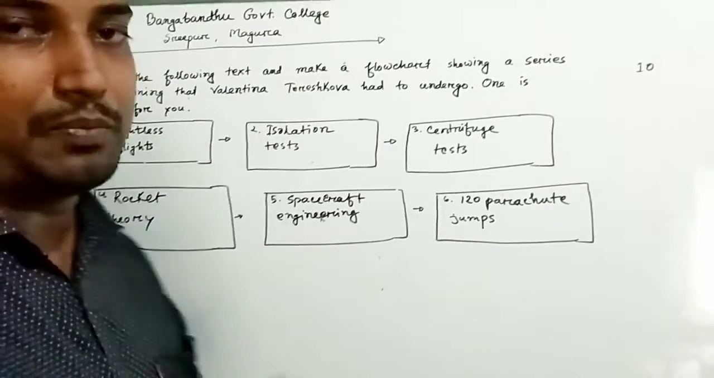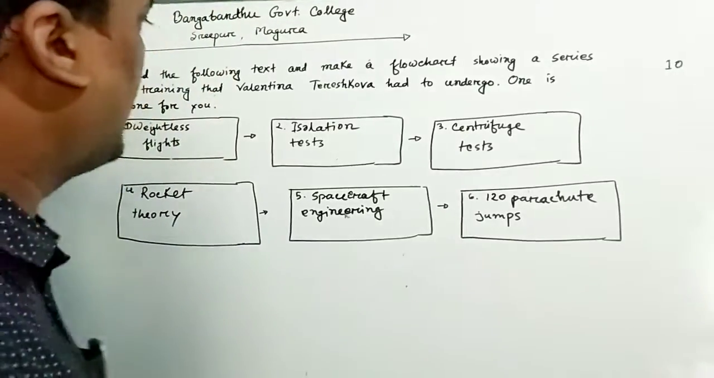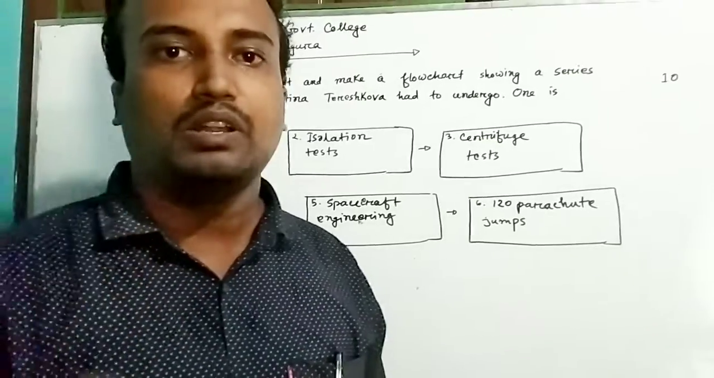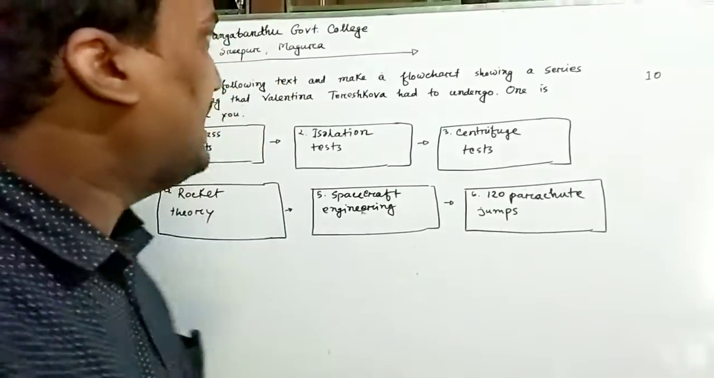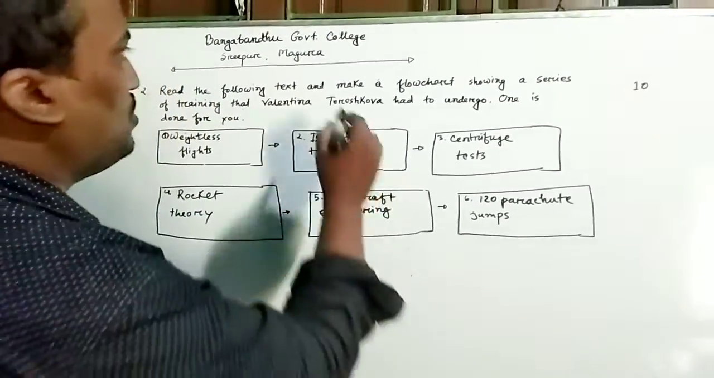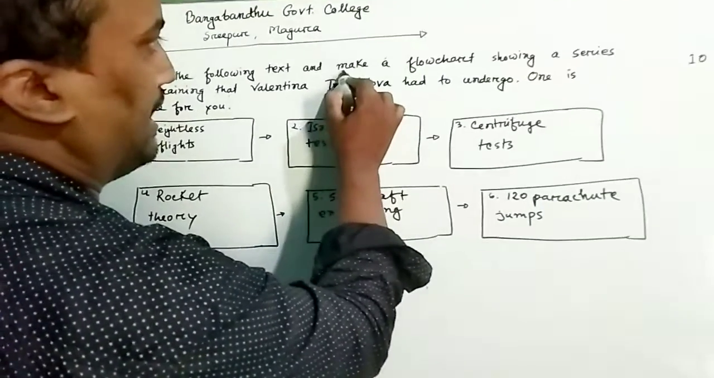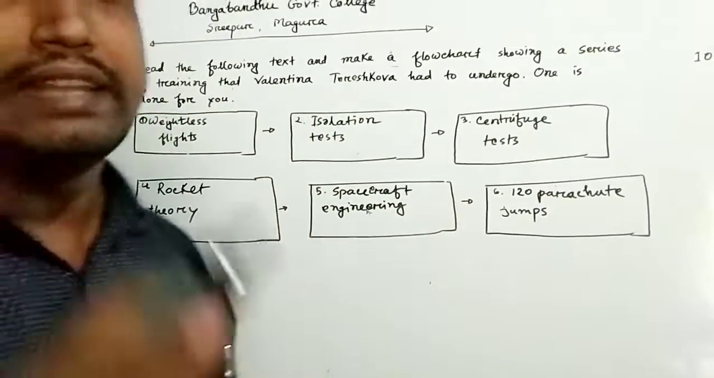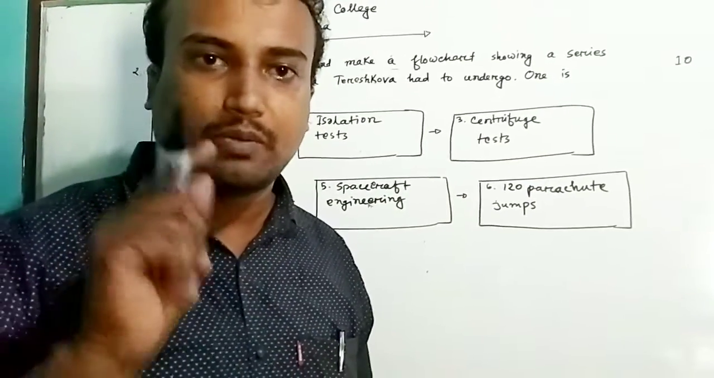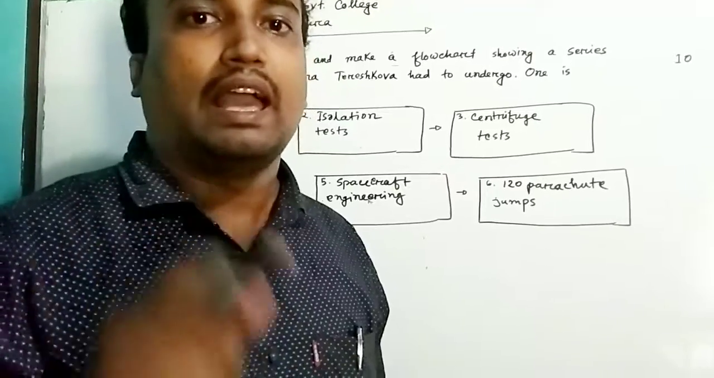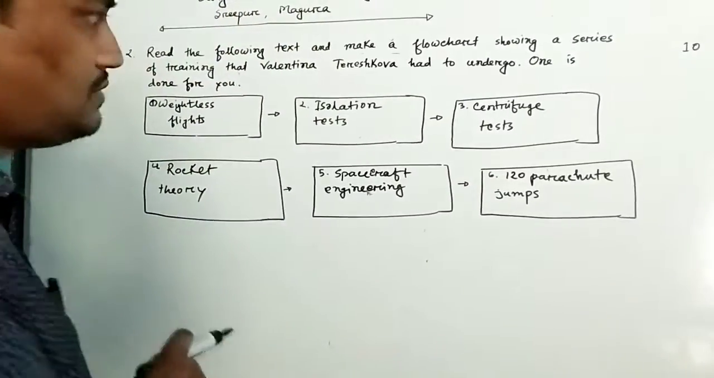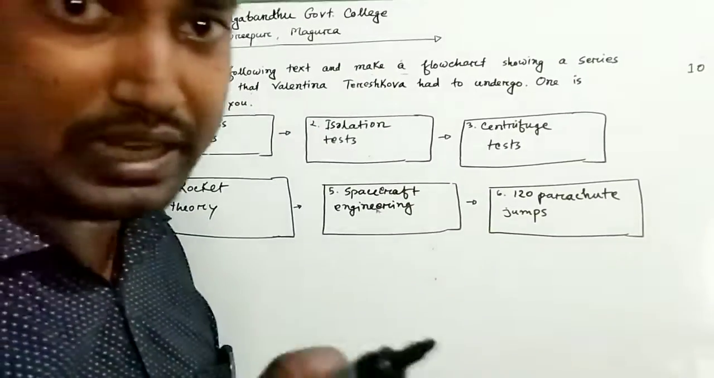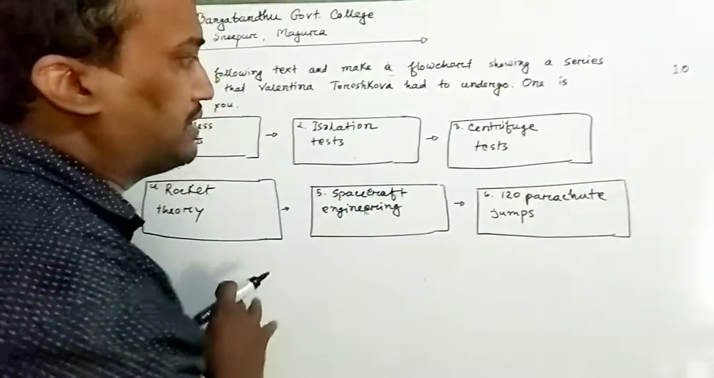So this is the answer of the flowchart. You can write the answer of this flowchart in this way. You have to find out what the answer is from the text. So you have to take the question from here, showing a series of training. You have to find the series of training that Valentina Tereshkova had to undergo to become a cosmonaut.